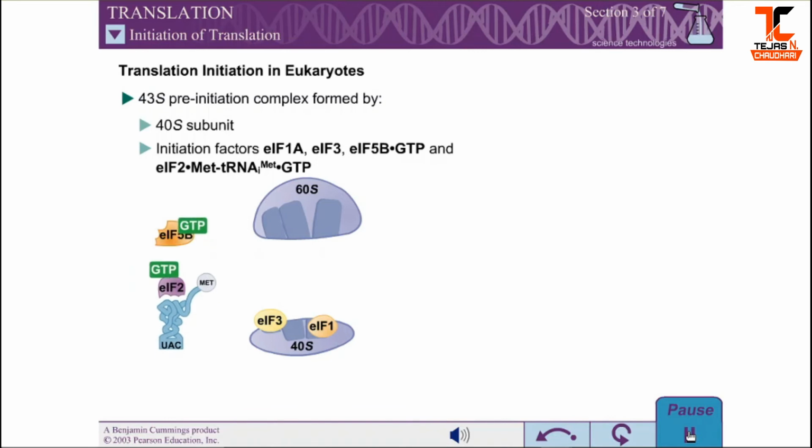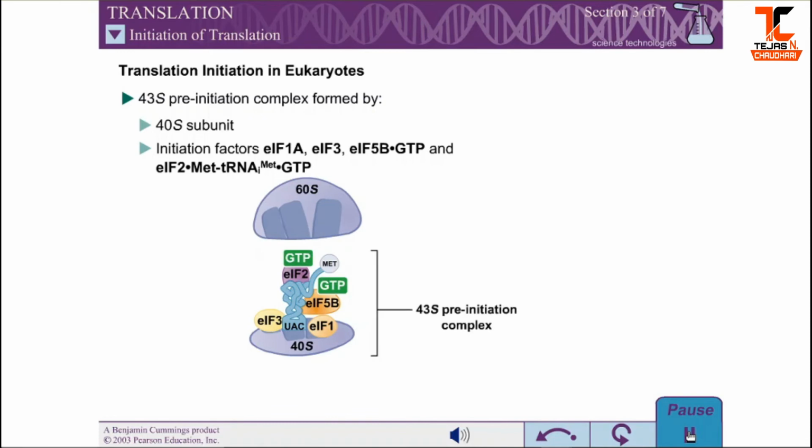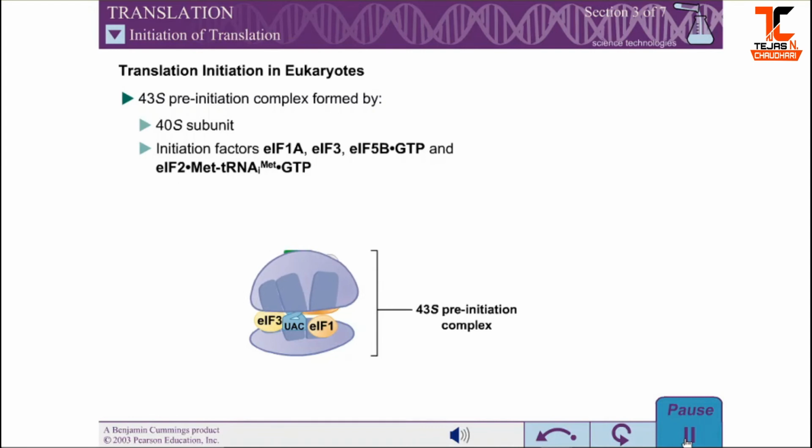Next, EIF5B recruits an EIF2-GTP-Met initiator tRNA complex to the subunit, where EIF2 and EIF5B place the initiator tRNA in the P site. This forms the 43S pre-initiation complex. Note that this pre-initiation complex does not contain messenger RNA.